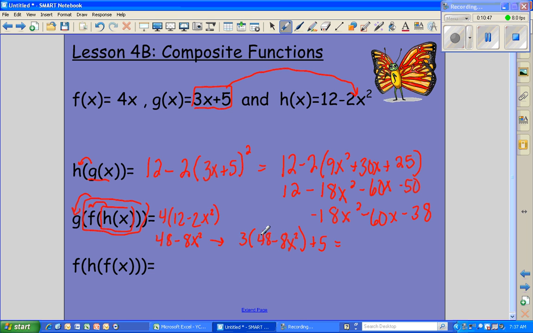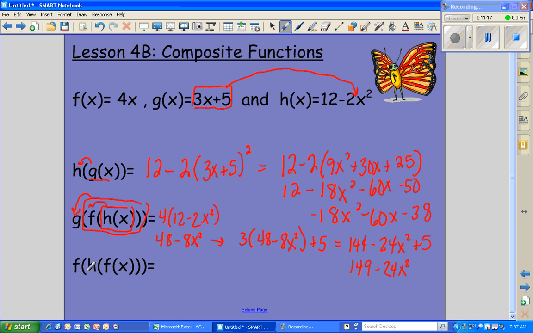Okay, so 48 times 3 is going to give you 144 minus 3 times 8 is going to give you 24x squared. And then we need to tack on that 5. So we're looking at 149 minus 24x squared. So you can see by changing the order, it completely can change your answer.